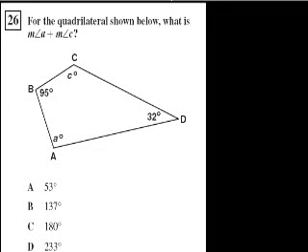All right, we're on problem 26. For the quadrilateral shown below, a quadrilateral has four sides, measure of angle A plus measure of angle C is equal to what? Here you just should know that the sum of all the angles in a quadrilateral is equal to 360 degrees. And you might say, okay, I'll add that to my memory bank of things to memorize, like the angles in a triangle are equal to 180.